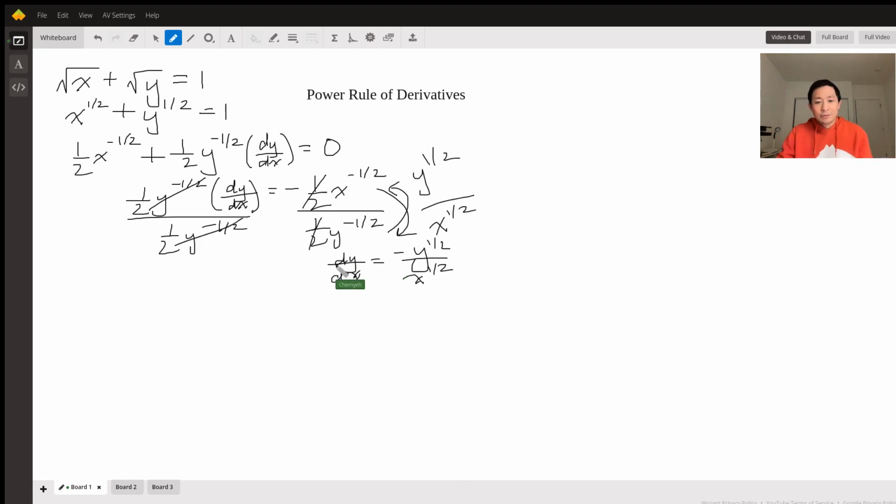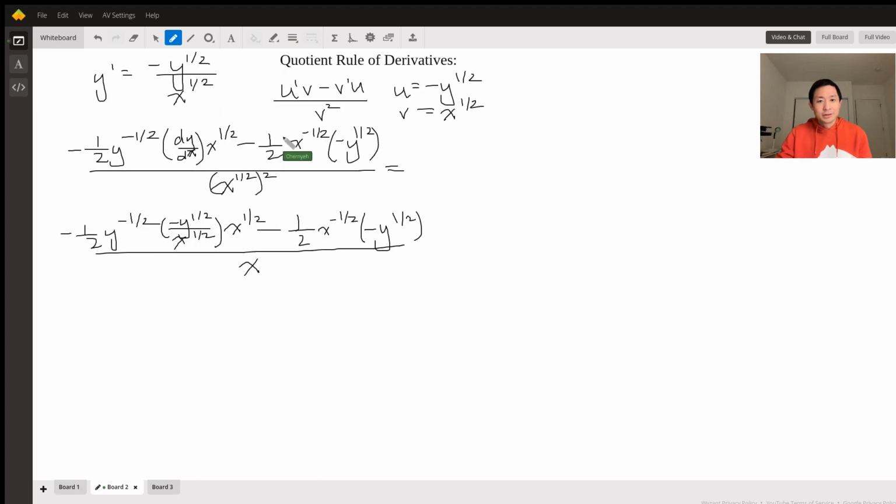All right. Now, dy over dx would be the same thing as writing it as y prime, which indicates that this is the first derivative. Of course, we're looking for the second derivative, so I'm going to go to the second board to illustrate how we're going to do that. Starting off with the first derivative, negative y to the 1/2 over x to the 1/2. We can now use the quotient rule of derivatives to help us get that second derivative.